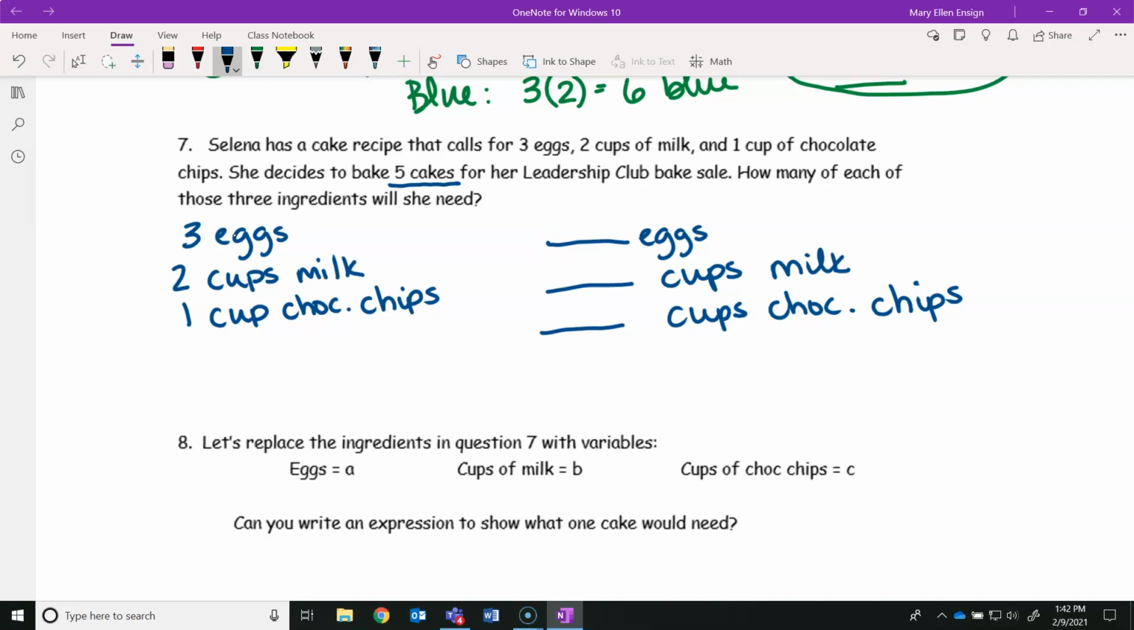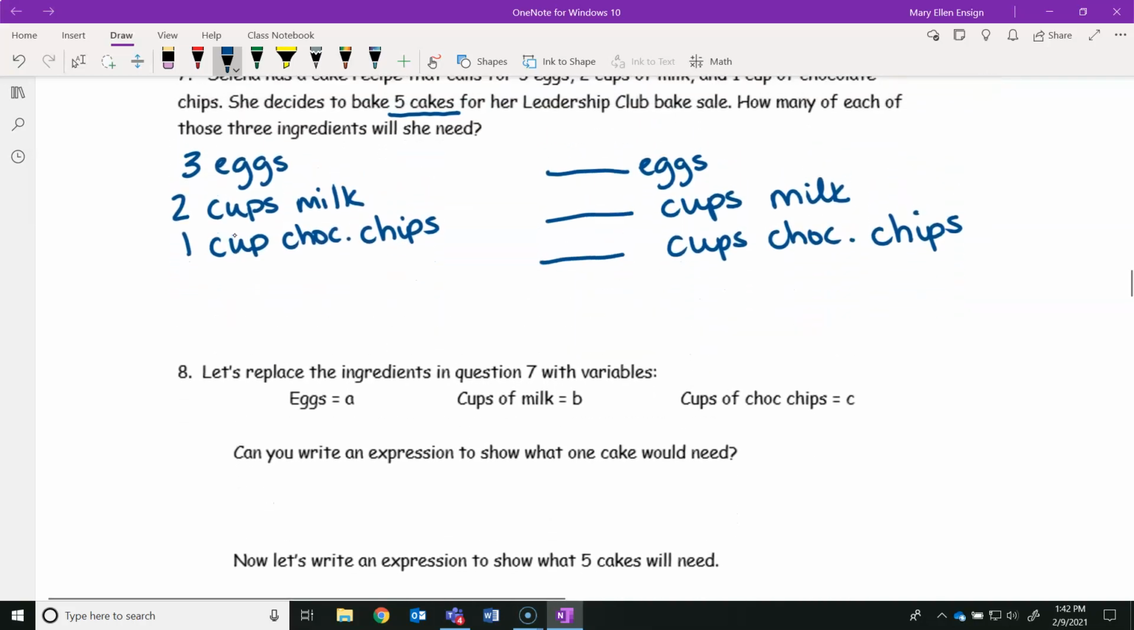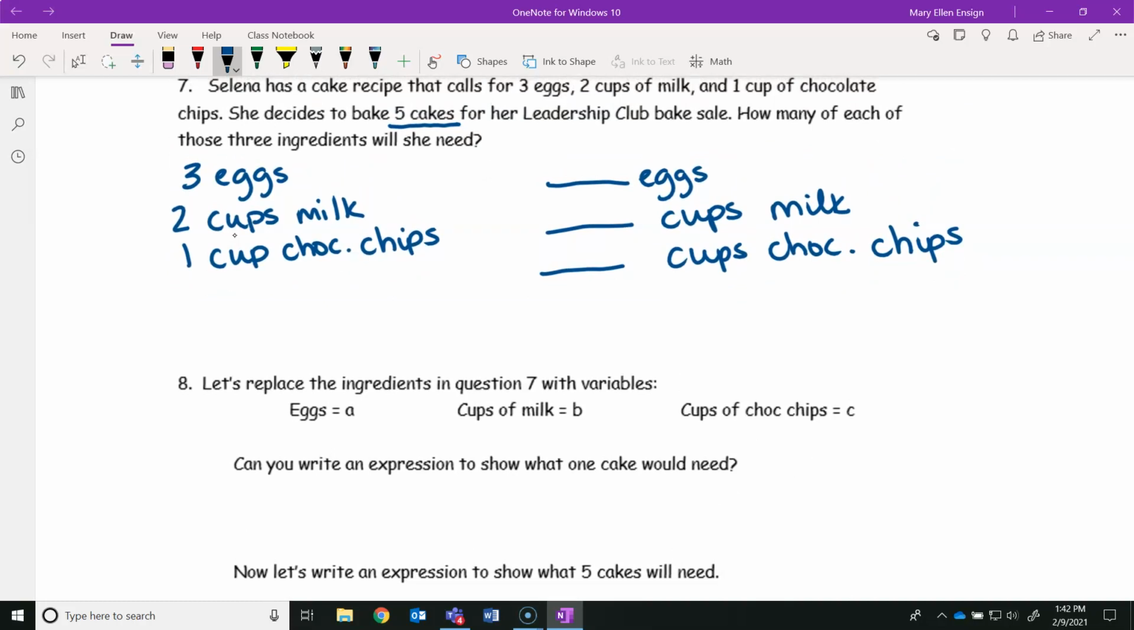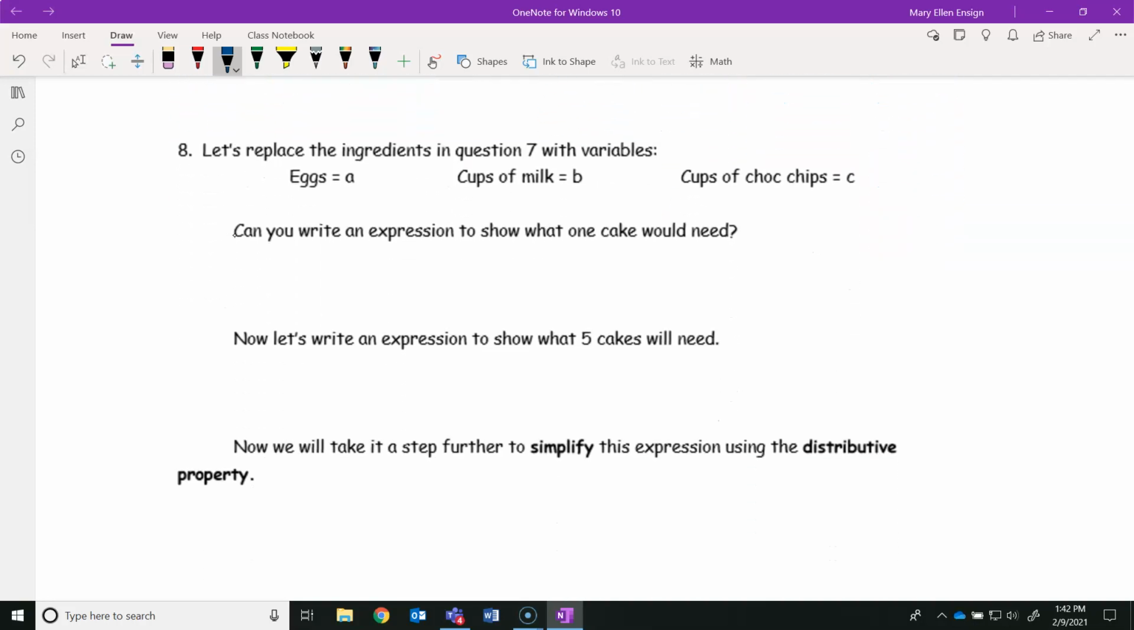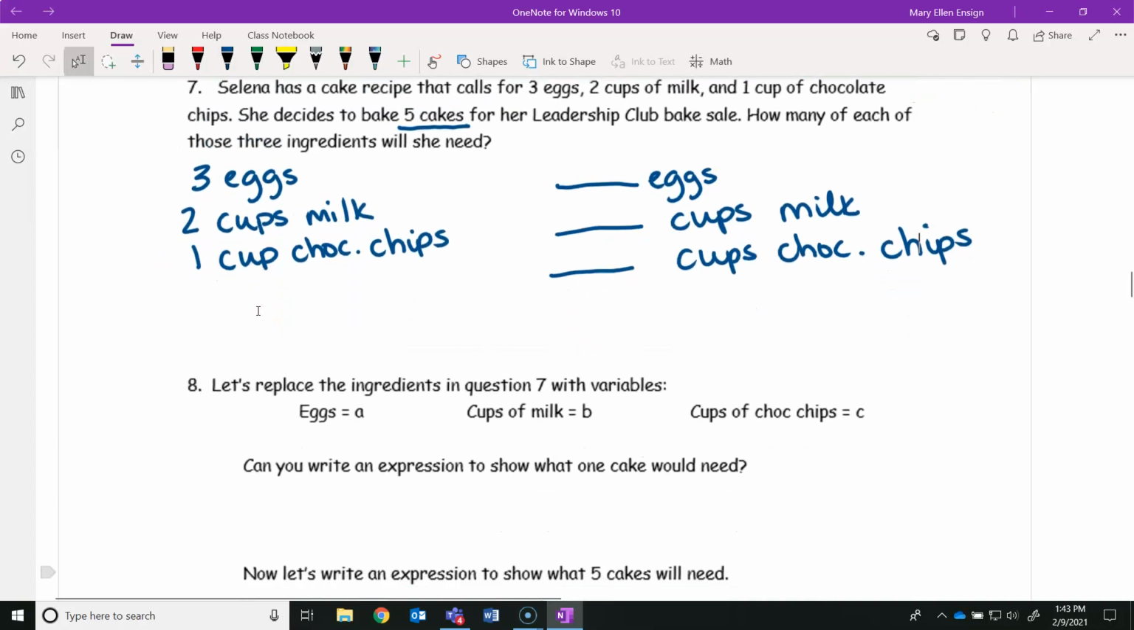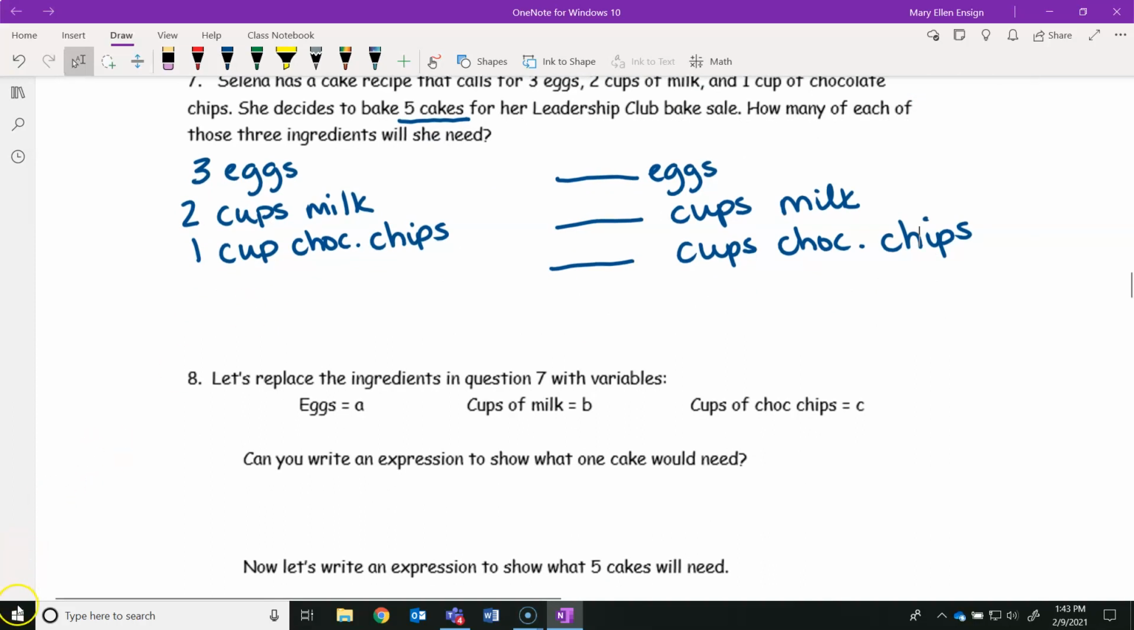Then what I would like you to do is try number 8. So you're going to replace the ingredients in question 7 with variables, just like we did before. Instead of saying 3 eggs, we're going to say 3A. Same thing for the cup of milk, same thing for the cup of chocolate chips. Then see if you can figure out an expression to show what the 5 cakes will need. Try writing it out that says 5 times this, and then we'll work through that in a minute. So go ahead and pause the video, do number 7, and try to start number 8.